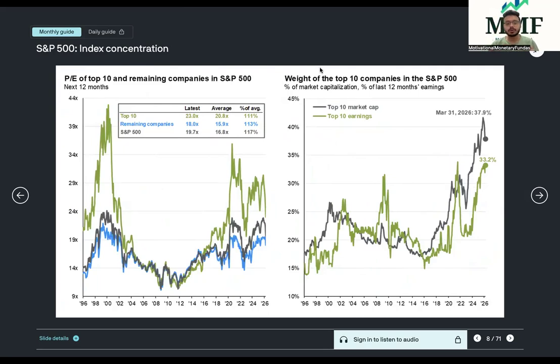The next slide, again, is a very important slide. It is telling you the valuations of the top 10, the S&P 500 minus top 10, that is the 490 companies, and the S&P 500 on a 1 year forward price to earning multiple. The current 1 year forward price to earning multiple for the top 10 Magnificent 10 companies trades at 23 times. The average is 20.8 times. The 490 companies currently trade at 18 times. The average is 15.9 times.